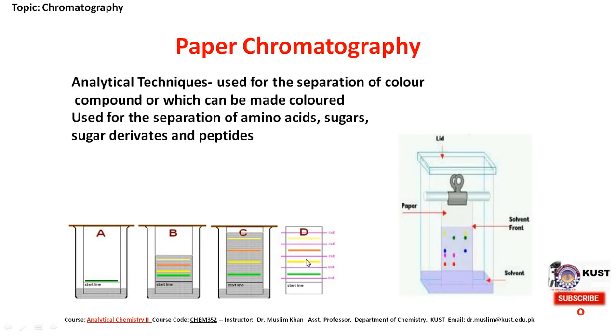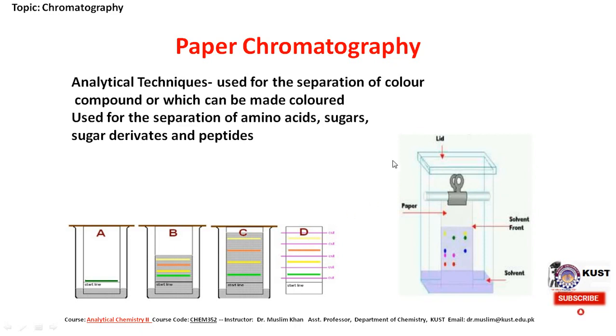In descending chromatography, the only difference between ascending and descending chromatography is that in ascending chromatography the solvent is in the pool at the bottom of the vessel and goes up by capillary action, while in descending chromatography the solvent is kept in a trough at the top of the chamber and is allowed to flow down. So this solvent is going down by capillary action as well as by gravitational force. It means that capillary action and gravitational force are in the same direction.